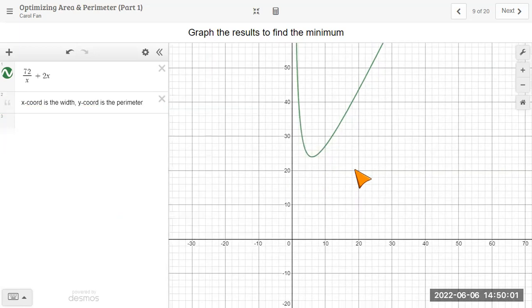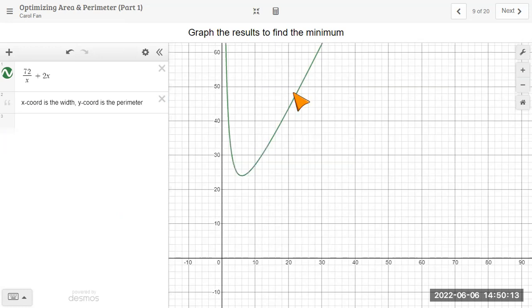Now, because this is geometry, I know that I can't have negative area and I can't have a negative width. So the only answers that are valid is anything in quadrant 1. According to quadrant 1, my lowest point on the graph is 6 and 24. So what that tells us is when I've got the width of 6, I'm going to have the minimum perimeter of 24.